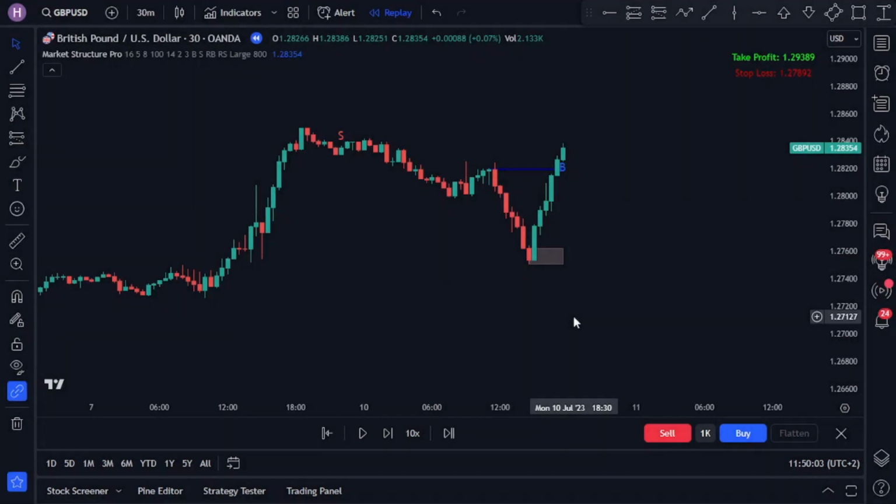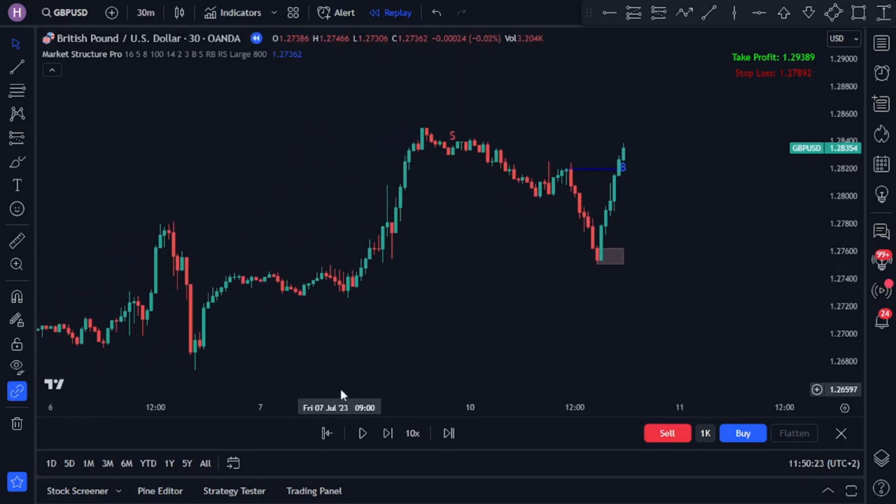The same principles seamlessly apply to uptrend and bullish markets. So for our next example, I have selected the British pound against the US dollar in the 30-minute time frame. And for us to get the most out of the indicator, it is important that we only trade in the direction of the overall trend.